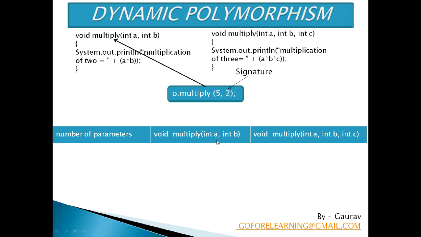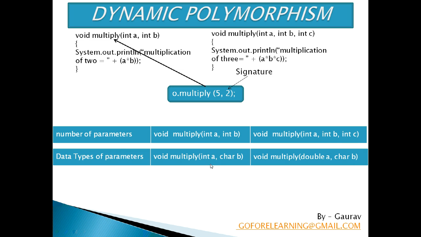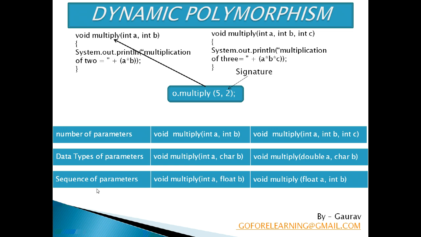Another one may be a difference in the data type of parameters. Our first method has int a and char b, and another method has double a and char b. Here the first parameter has a difference. The first method has int, the second method has double. And the other one is that there may be a difference in the sequence of parameters. Like the first method has parameters int, float and the second method has parameters float, int. So the sequence of parameters is changed.